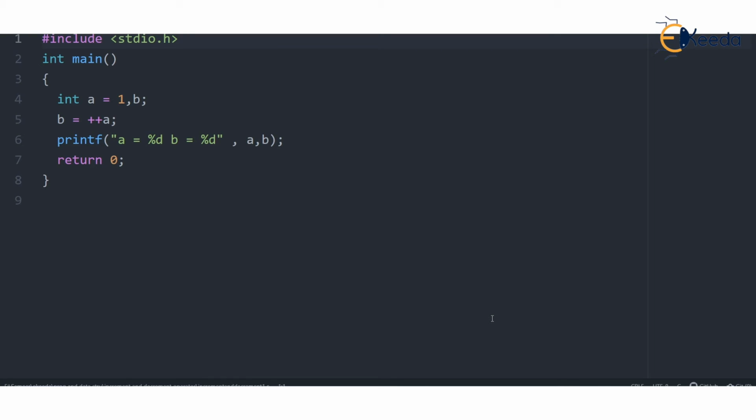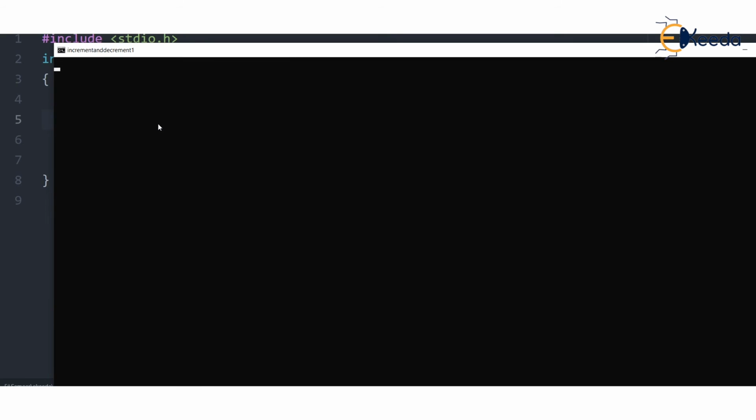B should become ++A. Notice that A is 1 and B is another variable. Now, if B becomes ++A, then this is a prefix operator, isn't it? ++A is a prefix operator. A will become 2 here, and after that B will become equal to the right hand side, so B will become 2. So in case we run this code, the output of this code is going to be 2 2. Let's wait for the output.